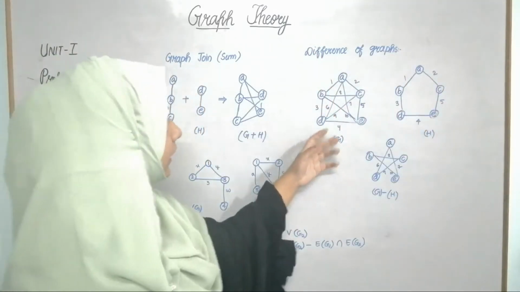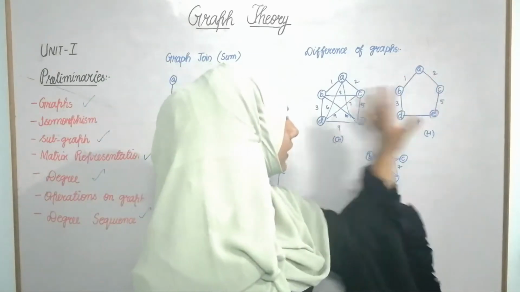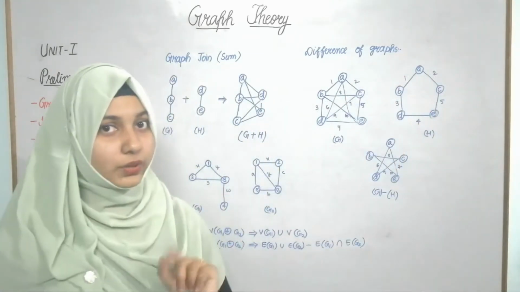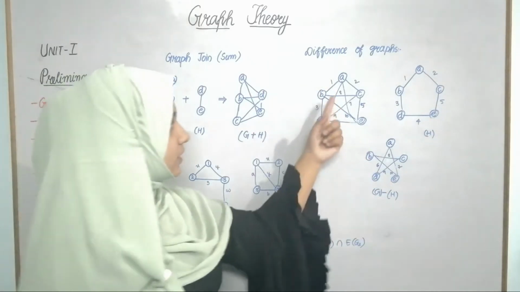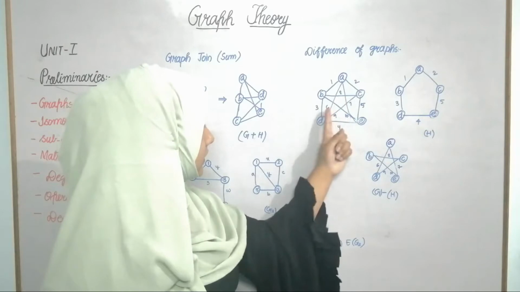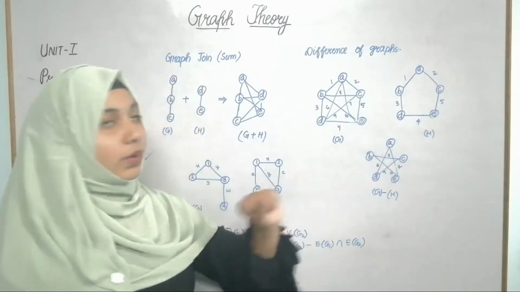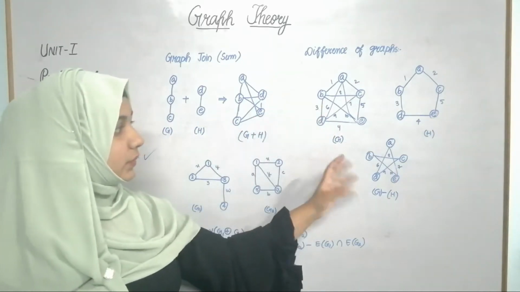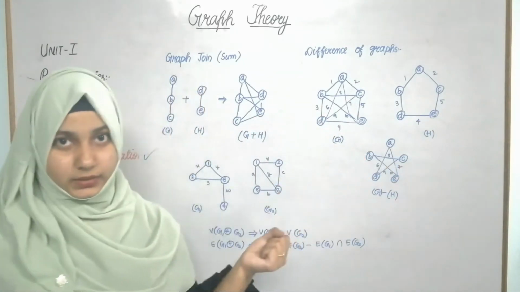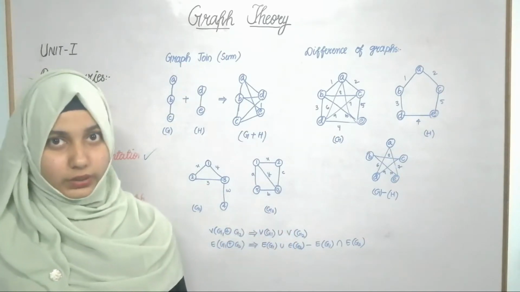If you see here, 1, 2, 3, 4 and 5 are common in both of them. So we are not going to take those. Matlab 1, 2, 3, 4, 5 we are not going to take them. The rest which are present, 6, 7, 8, 9 and 10, we are going to take them. Okay? Clear? All the vertices will be there but the edges will be subtracted. The edges which are not there in both, that we are going to include.